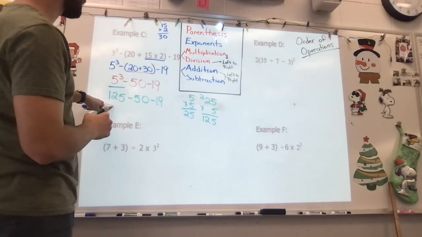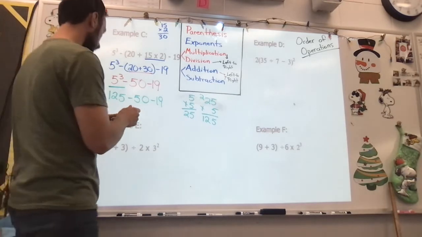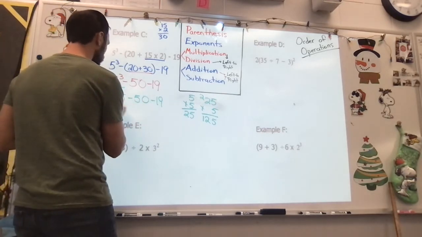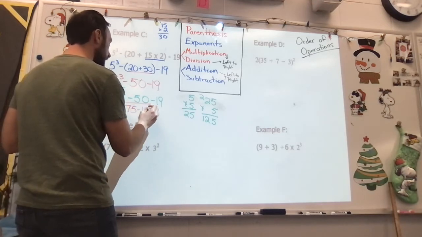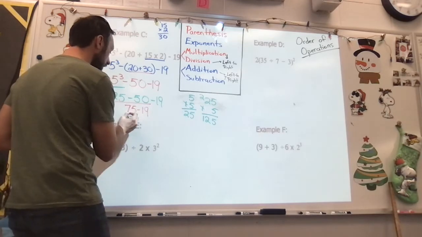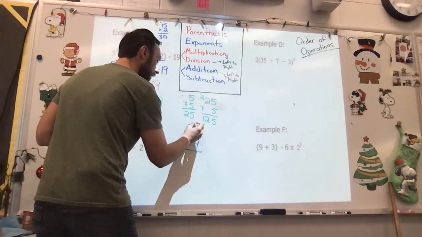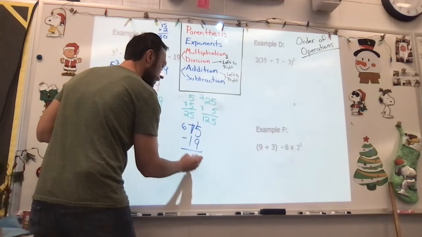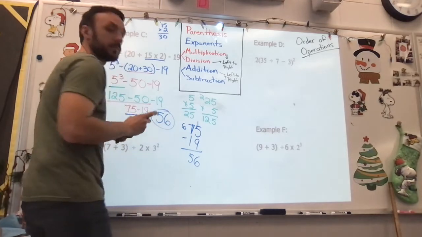All I have left is subtraction, so I'm going to work from left to right. That'd be 75 minus 19. And then 75 minus 19, borrow. Give me an answer of 56 over there.